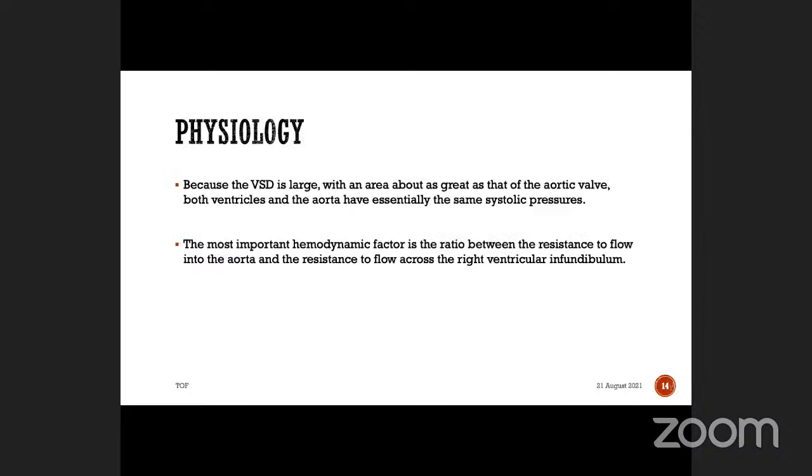Because the VSD is large, with an area about as great as the aortic valve, both ventricles and the aorta have essentially the same systolic pressures. But because of the RVOT obstruction, there is RVH. The most important hemodynamic factor is the ratio between the resistance to flow into the aorta and the resistance to flow into the right ventricle, the infundibulum.